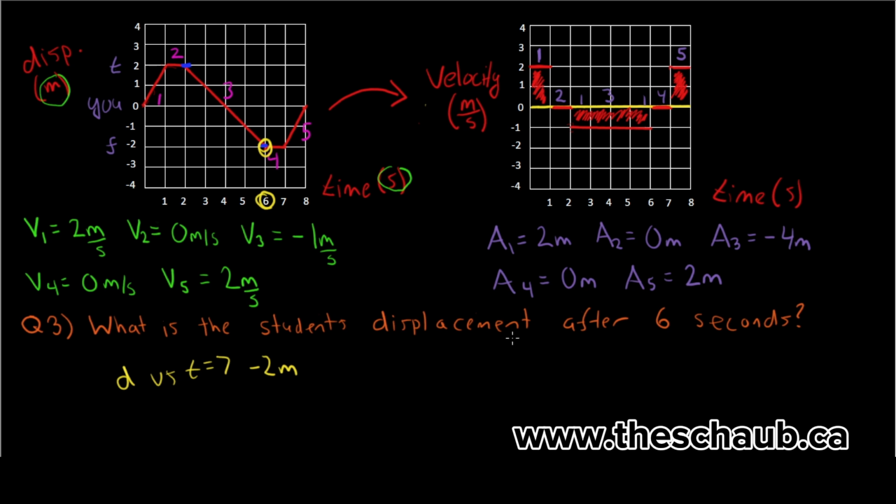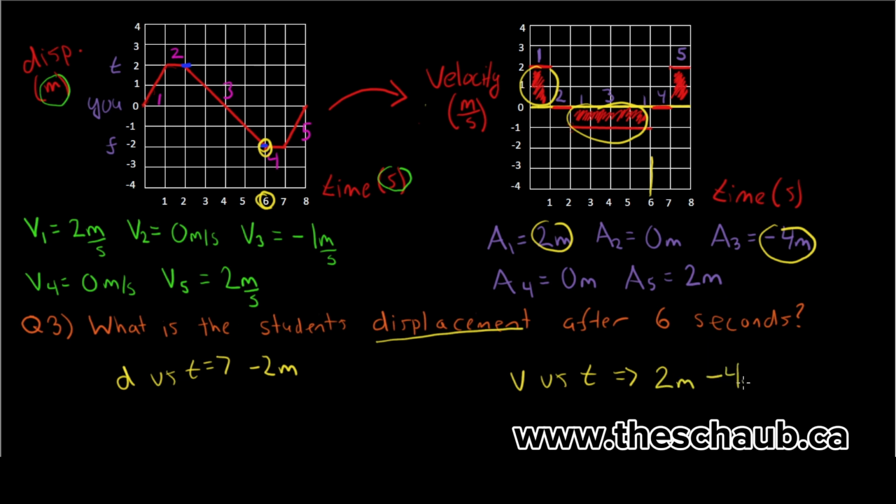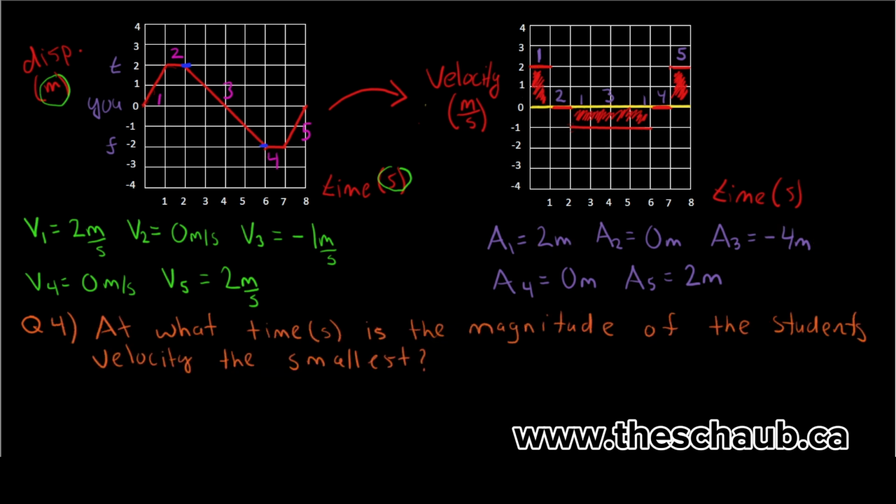It's a little bit more work if we're looking at our velocity versus time graph, because here we have to figure out which areas we're summing. So at 6 seconds here, that means we're summing this area and this area, and that's our area 1 and our area 3. Because it's displacement, direction matters, so our area 1 is 2 meters and our area 3 is minus 4 meters. This gives us a total displacement after 6 seconds of -2 meters, which confirms our answer from our displacement time graph.